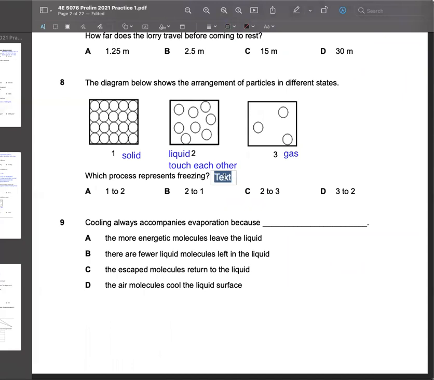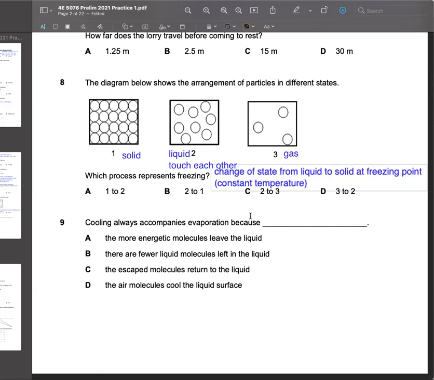What is freezing? The temperature where... No, that is the freezing point. So what's freezing? When liquid becomes solid. So it's a change of state from liquid to solid at freezing point, at constant temperature.